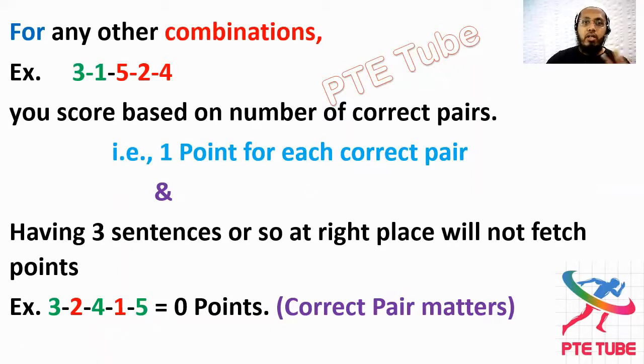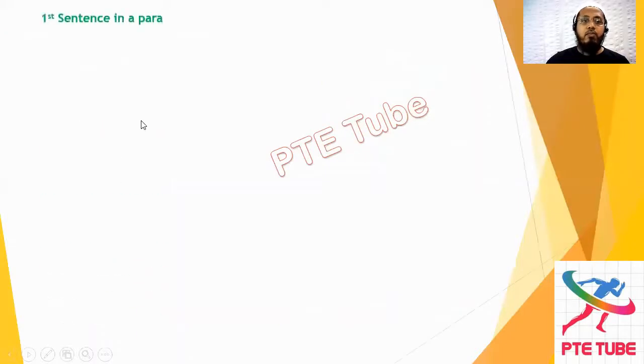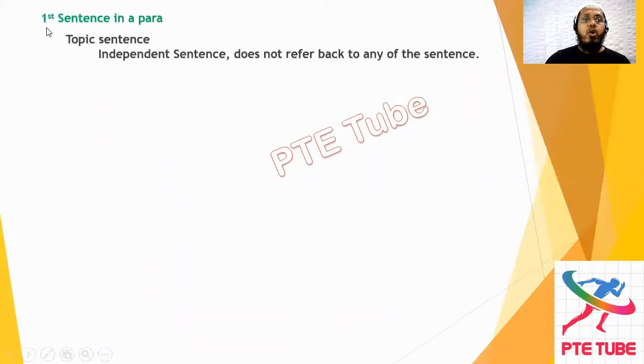Okay, so it is clear that we don't get any point for the sentences placed at the right place. We get marks only for correct pairs. Usually these are the things that we need to take care of, and these are some things that we need to have some knowledge of in order to solve this task. Once we take care of these things, we will be successfully able to frame a complete paragraph. Okay, we can rearrange the things successfully.